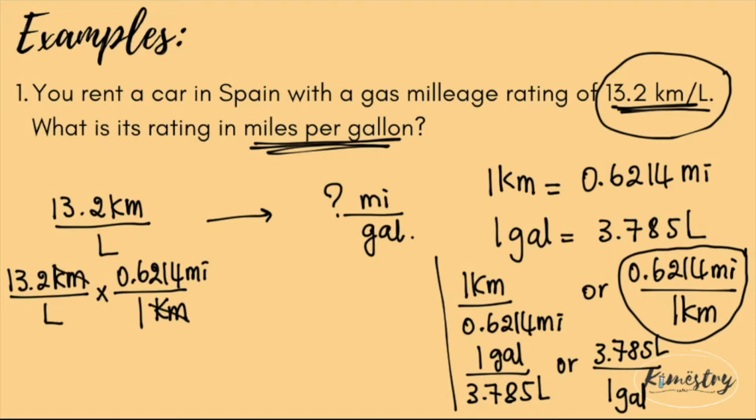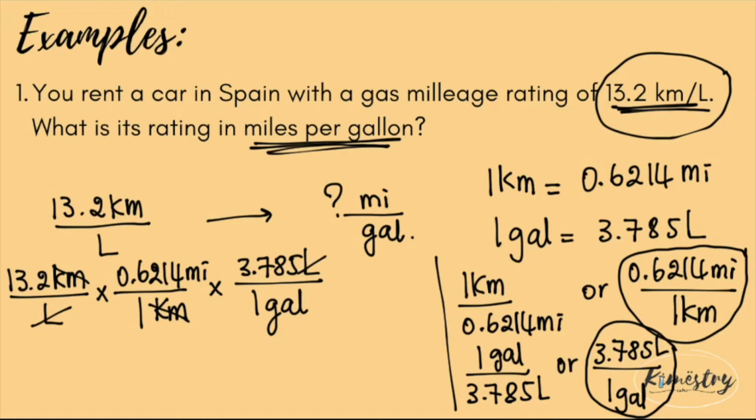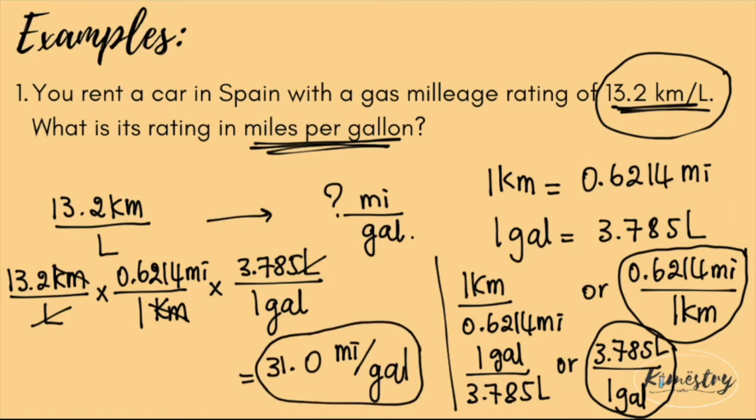Now I'm not gonna do anything else on the top because I already got my desired unit. I have to cancel out liter, so I need to use this conversion factor. Then I would get 3.785 liter per 1 gallon. Liter got cancelled. I'm left with my per gallon. And if I put that in the calculator, I would get 31.0 mile per gallon. So let's do another example.